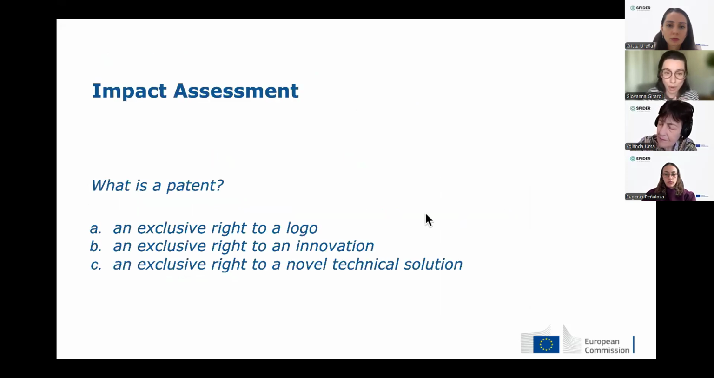And before I deep dive really in the content for today, I need to ask a question, and I ask you to take a minute to answer this question in the chat box. Okay, the question is simple. It's just to measure the impact we're having with the training. What is a patent? Is an exclusive right to a logo? Is an exclusive right to an innovation? Is an exclusive right to a novel technical solution? Please give me your answer in the chat.